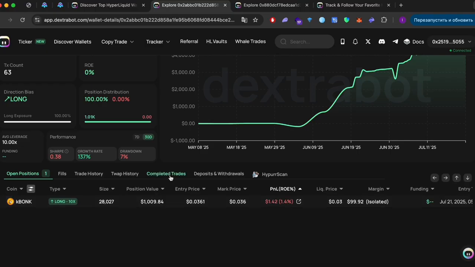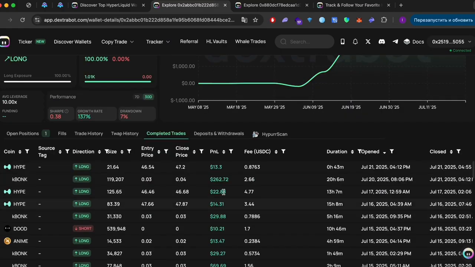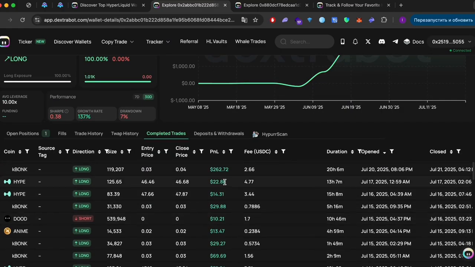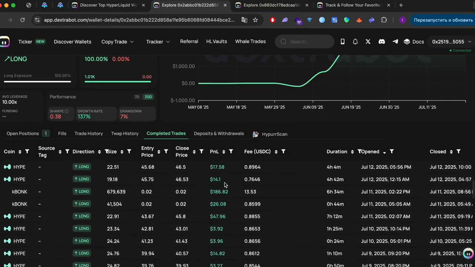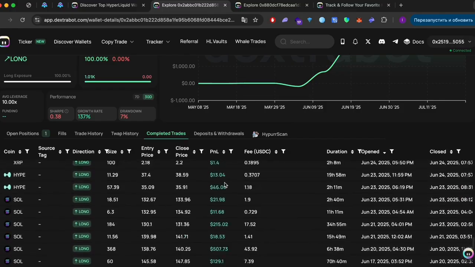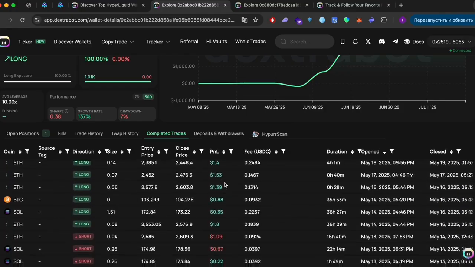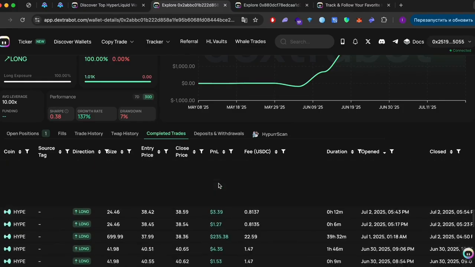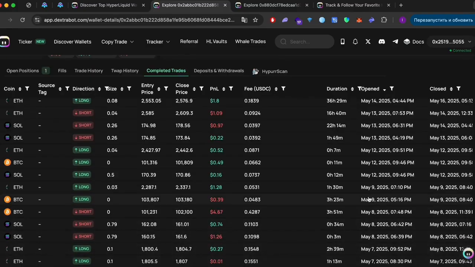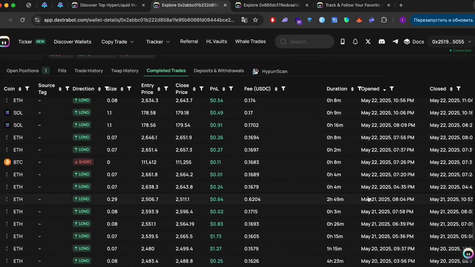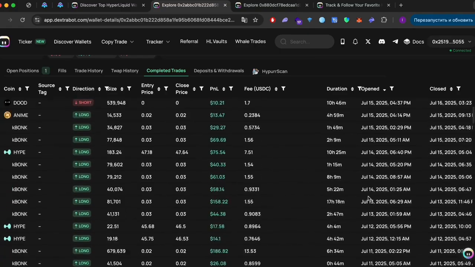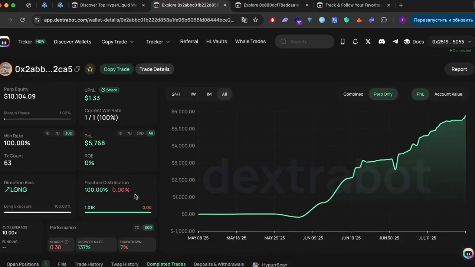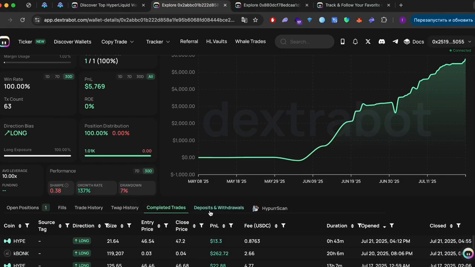And let's take a look at his completed trades over the entire period. Here we can see that this wallet enters with relatively small amounts and trades with a very high win rate. Yes, so basically almost all of his trades have closed in profit except for a few minor losses here and there. And we can see that this wallet has been trading for several months already, literally since May of this year. So it's definitely an interesting wallet to consider for copy trading. But we'll get to that in a moment.